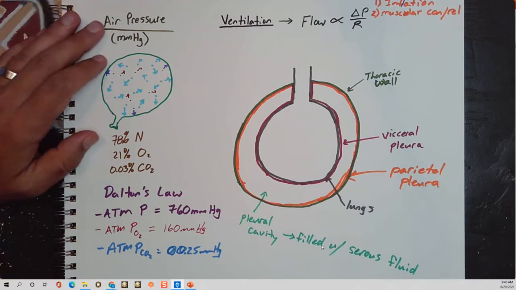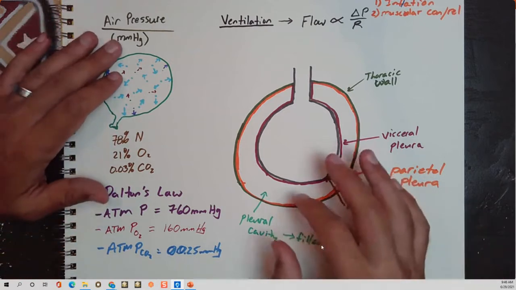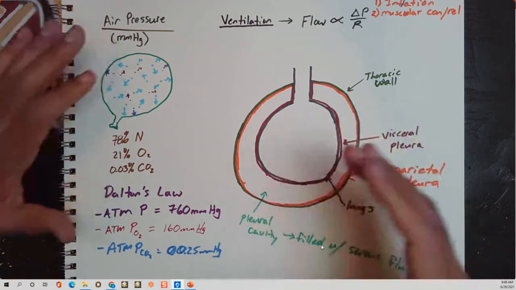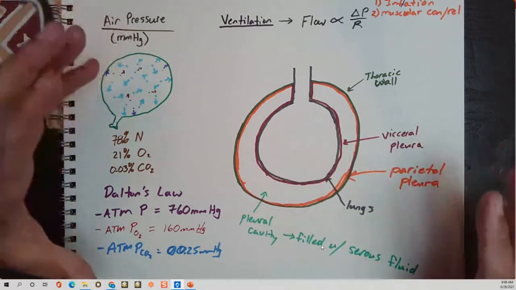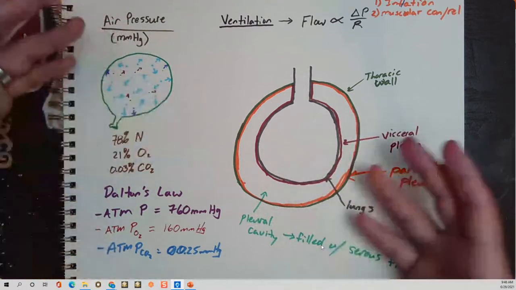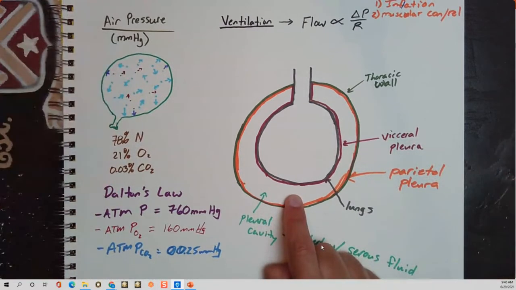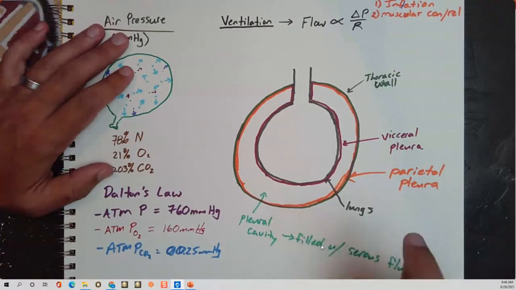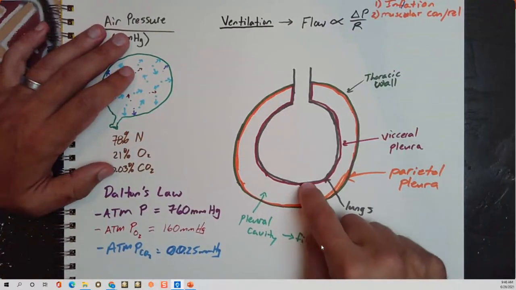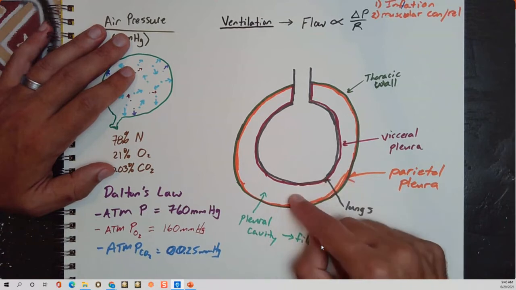Everybody feel pretty comfortable with what just got put on here? Sweet. This is drawn out, obviously, not a real lung. So the pleural cavity space that I'm drawing in, I drew it bigger than it really is, right? The parietal pleura and the visceral pleura are a little bit closer together, and there's fluid in between.